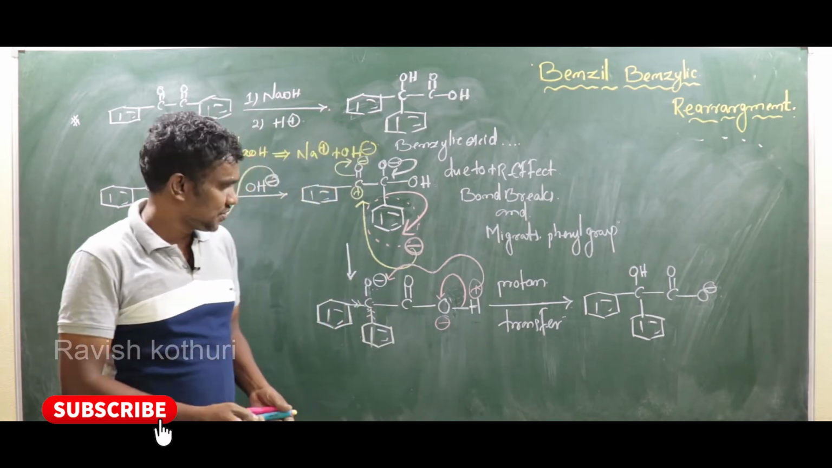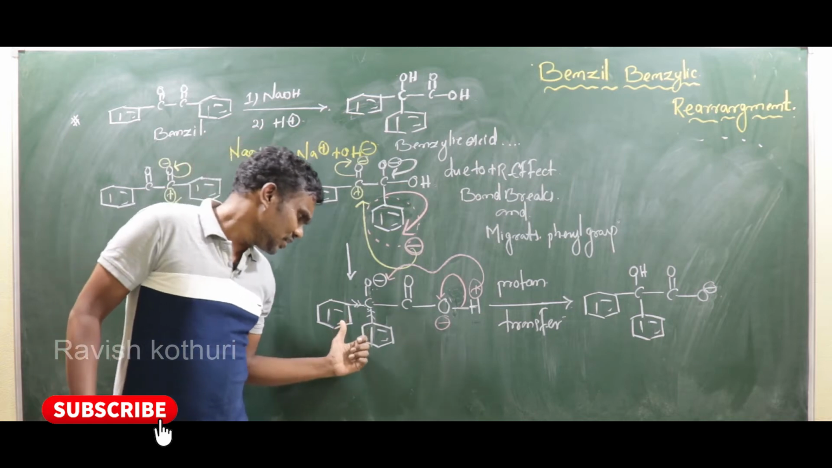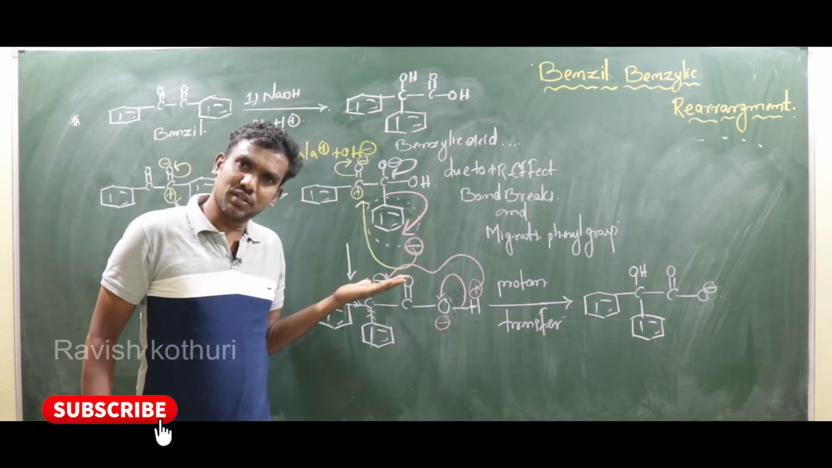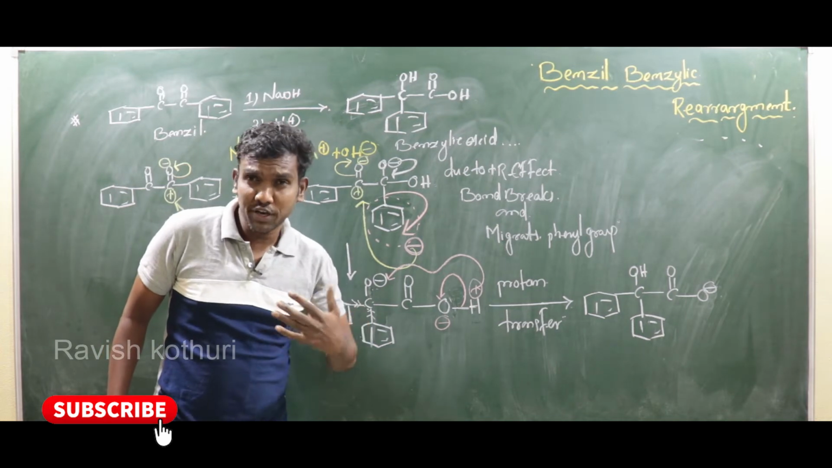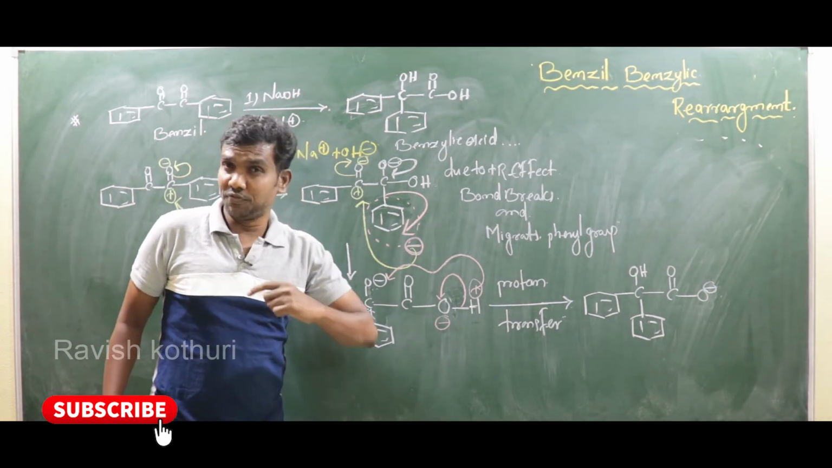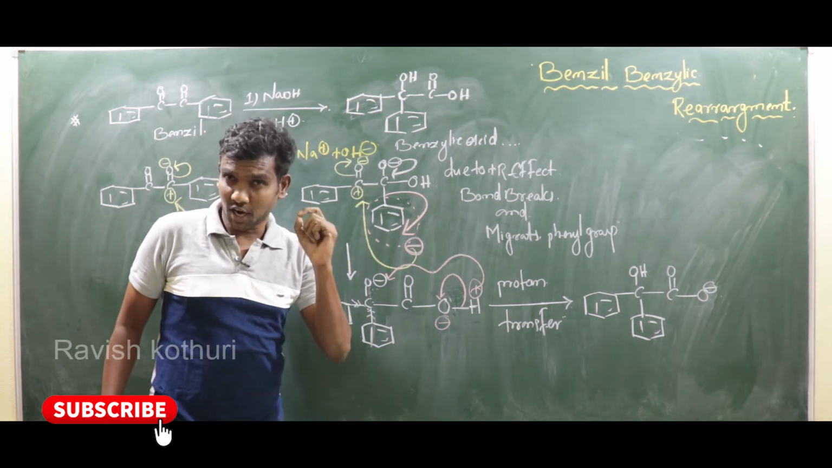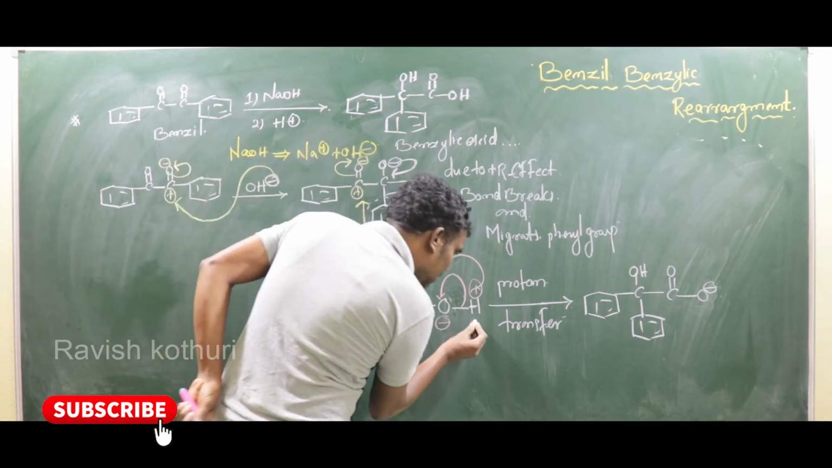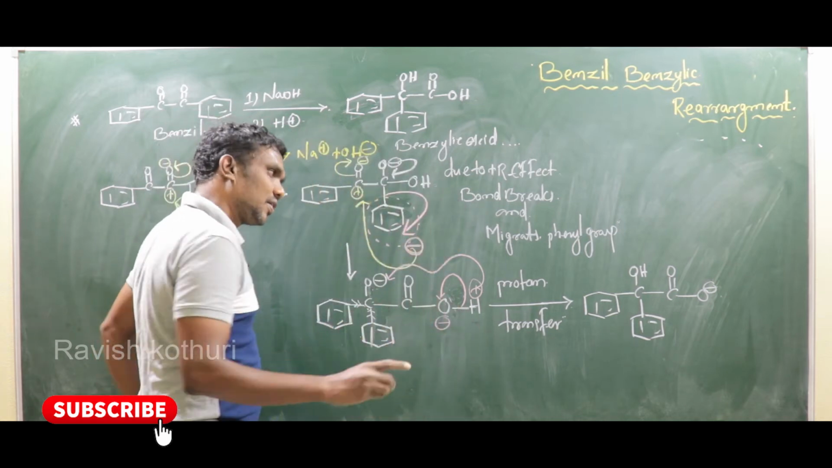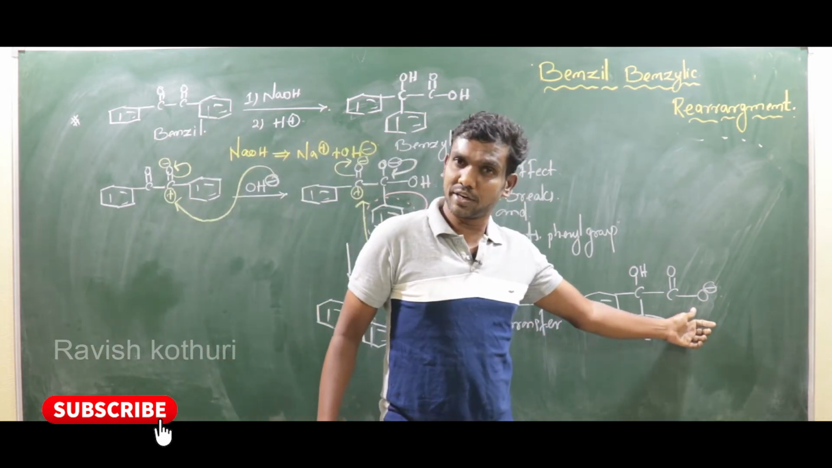I repeat, see here, this oxide ion is unstable. Why, sir? Because these phenyl groups are electron releasing groups. So oxygen gets more negative charge. If charge increases, stability decreases. So that is the reason this H plus will migrate. Okay, clear, sir? Then here, oxygen gets negative charge.